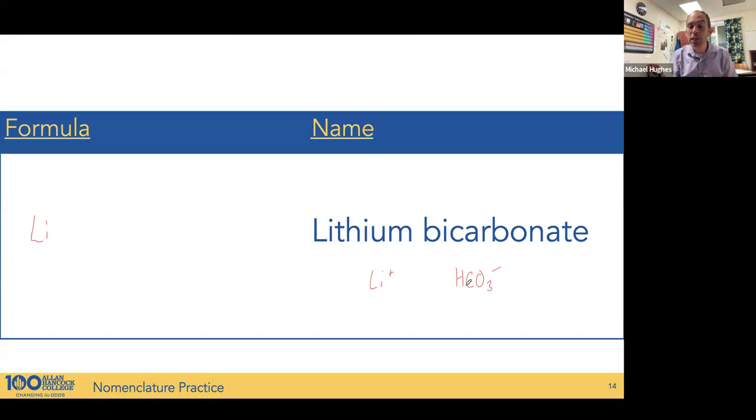And as a result, we only need 1 bicarbonate and 1 lithium to make a 1 plus, 1 minus, to have our charges sum to 0. And so we have LiHCO3. No parentheses needed. 1 lithium, 1 bicarbonate. Thank you very much.